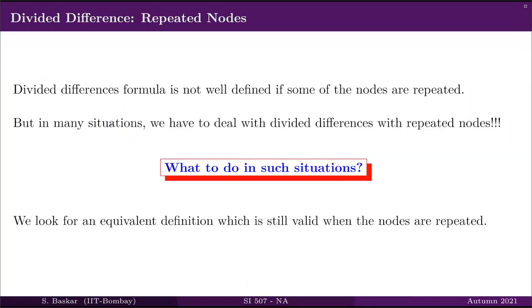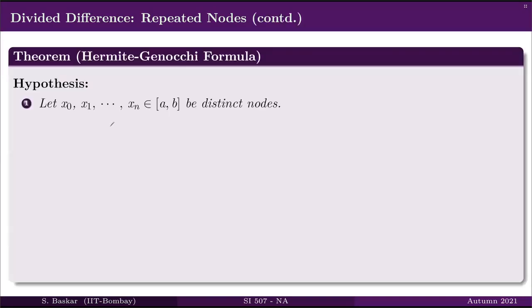So what to do in such situations? Well, we will look for an equivalent definition of the divided difference, which is still valid when the nodes are repeated. What is meant by equivalent definition? We have one definition, we want another definition which will coincide with our original definition if the nodes are distinct, and that new definition should make sense even if the nodes are repeated. That is what we want ultimately, and Hermite-Genocchi formula precisely gives us such an equivalent definition.